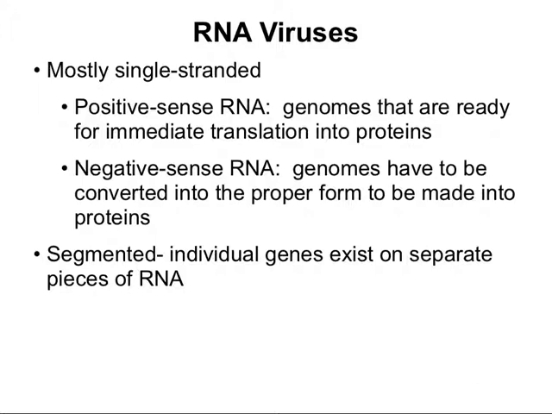Negative sense RNA means that the virus's genome has to be converted into the proper form to be made into proteins. So we might need to transcribe a positive sense piece of RNA from the negative sense RNA. Sometimes we'll also see that the individual genes exist on separate pieces of RNA. These are considered segmented RNA viruses.